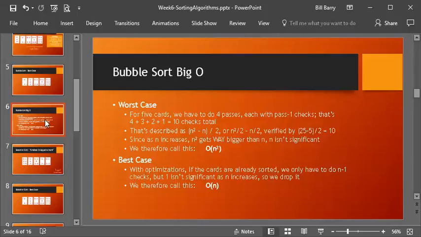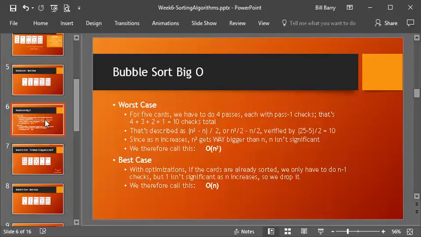Now, as the number of cards, the number of array items gets bigger, you'll notice that n squared grows so much faster than n. So n actually isn't that significant to the thing. Really, n squared is the thing that is driving this. So for a million items, n squared is so huge compared to the n of a million, we just don't care. So we'd basically drop the n and we just say, look, this is O(n squared). This is big O notation n squared. The complexity of the worst case scenario for the bubble sort is big O of n squared.